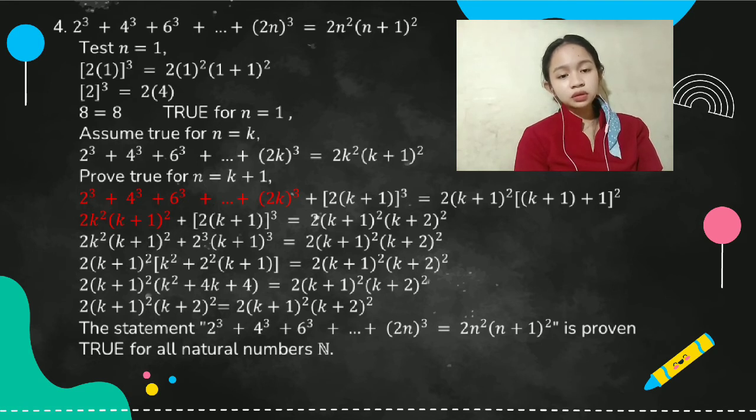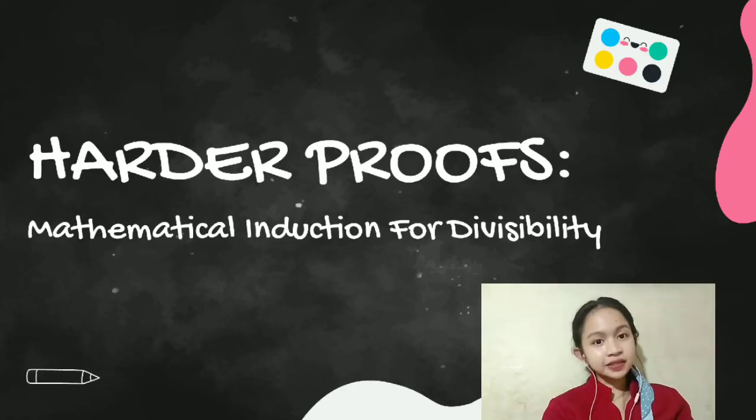And then the statement 2 raised to 3 plus 4 raised to 3 plus 6 raised to 3 plus dot dot dot plus the quantity of 2n raised to 3 is equal to 2n squared times the quantity of n plus 1 squared is proven true for all natural numbers n. Okay, let's try for the harder proofs.